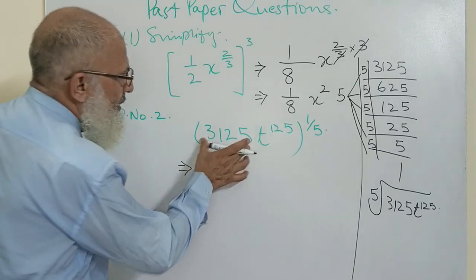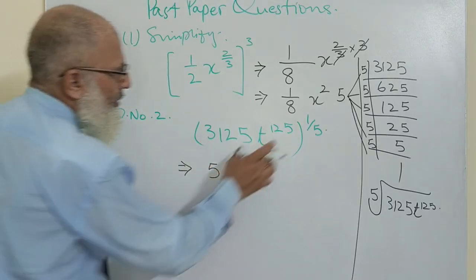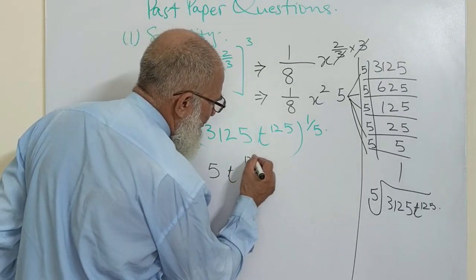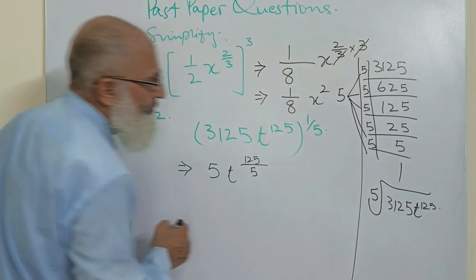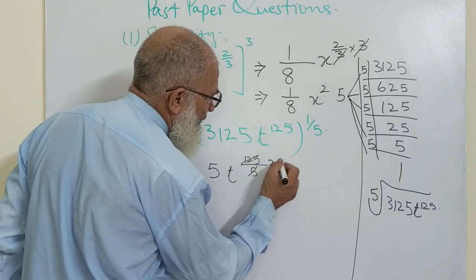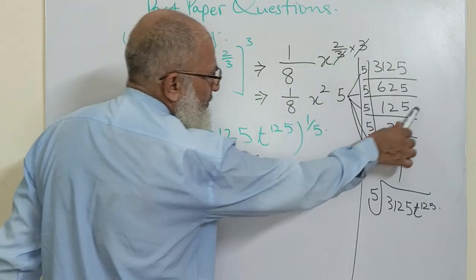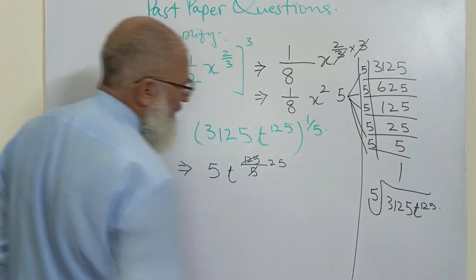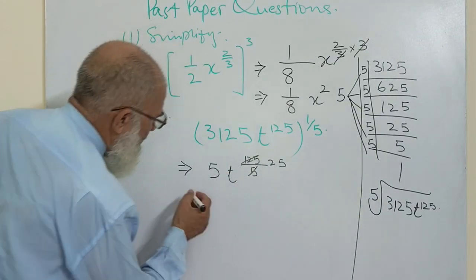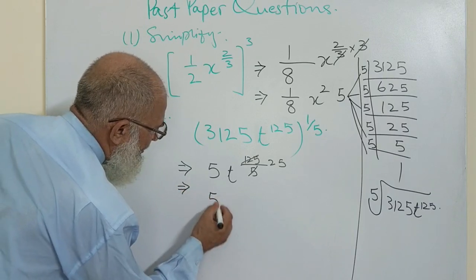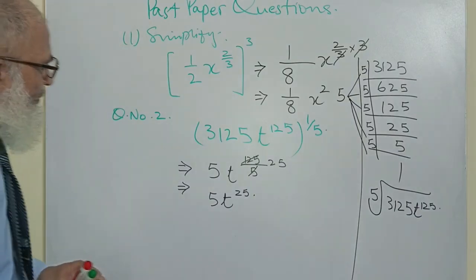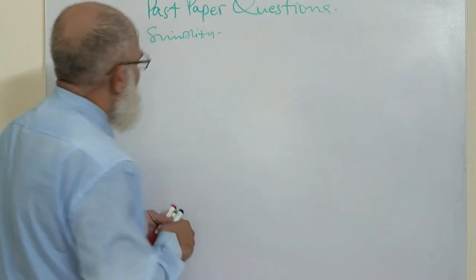Now this ended in 5. Now what about this T? The T will become 125 divided by 5. And 125 when divided by 5 will become 25. You see that 125 when divided by 5 gives 25. The net answer is 25. So simplify.